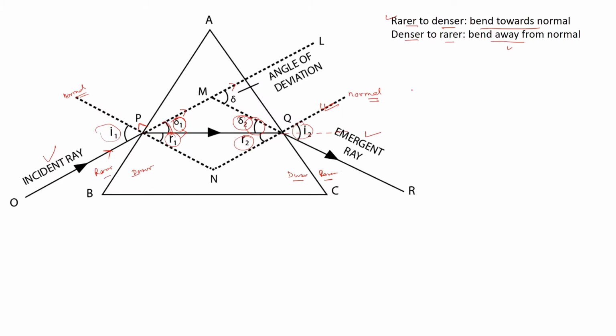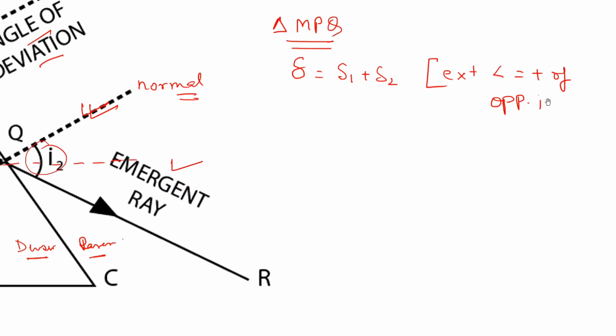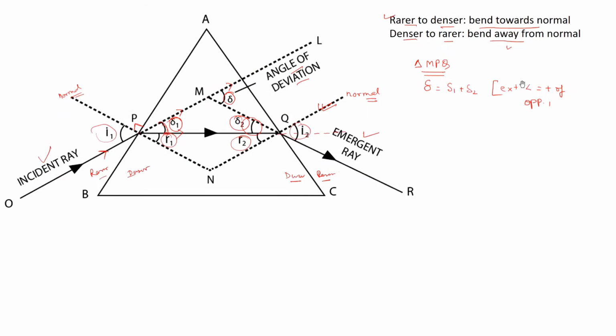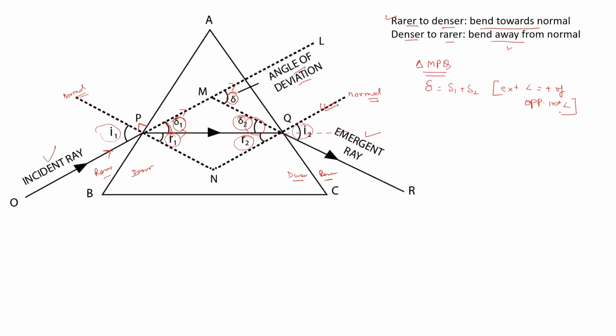Like look at this one. This one is known as delta, this is the angle of deviation. If I consider the triangle MPQ, delta is equal to delta 1 plus delta 2. Why? Because the exterior angle is equal to the sum of the opposite interior angles. So I can write this one as delta 1 plus delta 2.